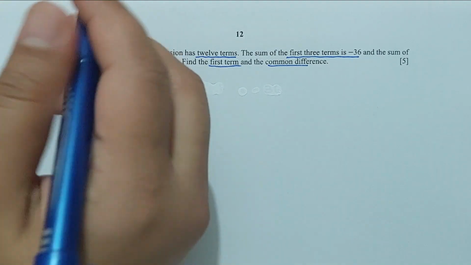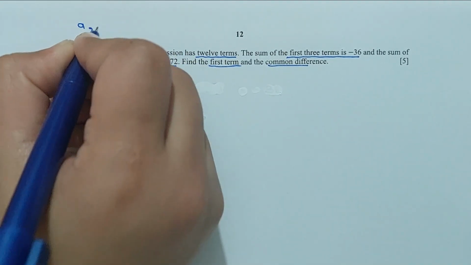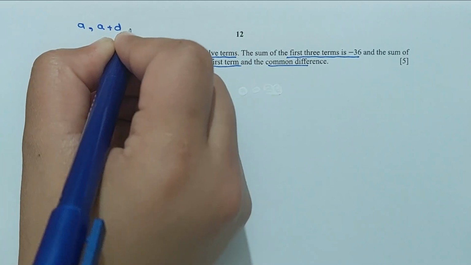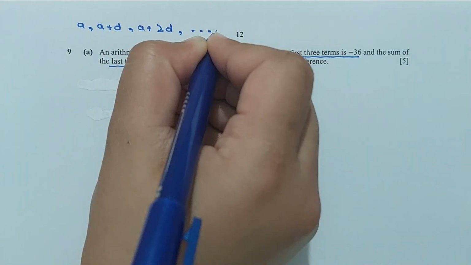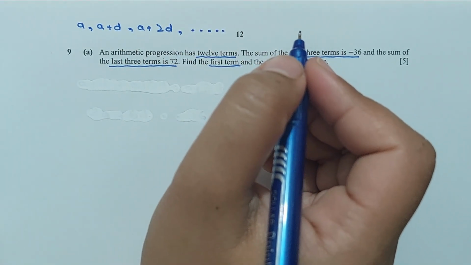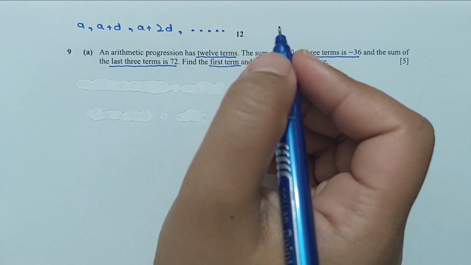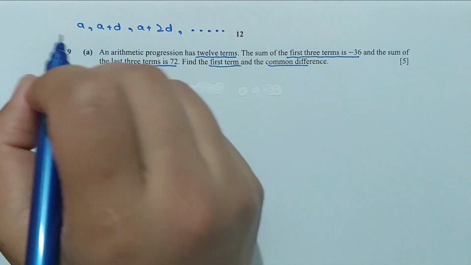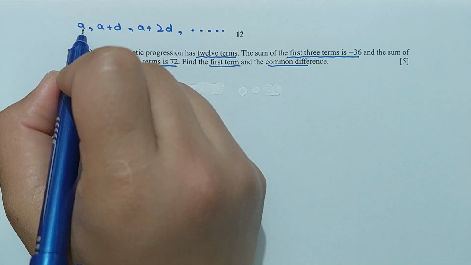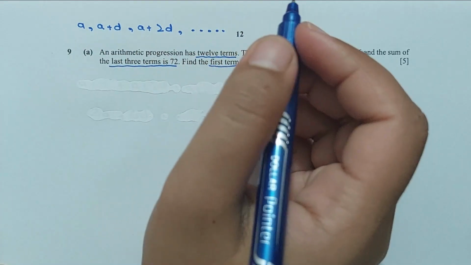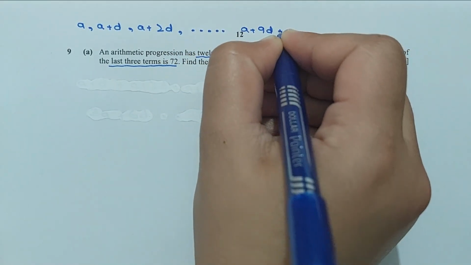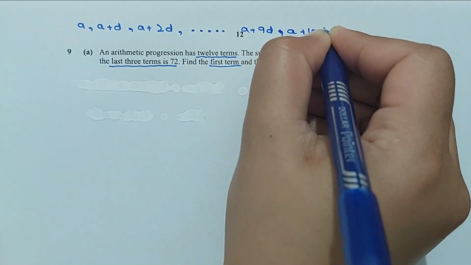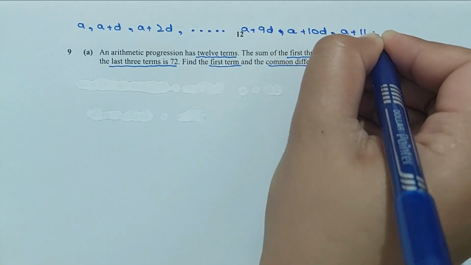So the first term is a, the second term is a plus d, the third term is a plus 2d, and so on. Let me write down the last 3 terms. The first term has 0d, then 1d, 2d, 3d, 4d, 5d, 6d, 7d, 8d, 9, 10, and 11. So the last three terms are a plus 9d, a plus 10d, a plus 11d.